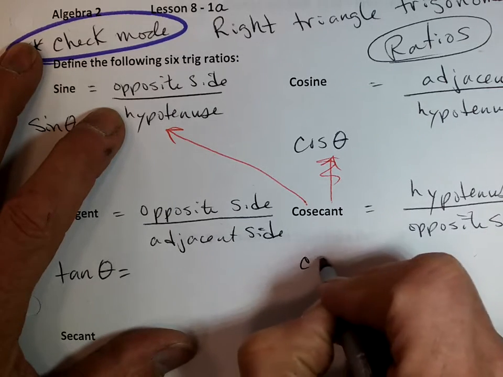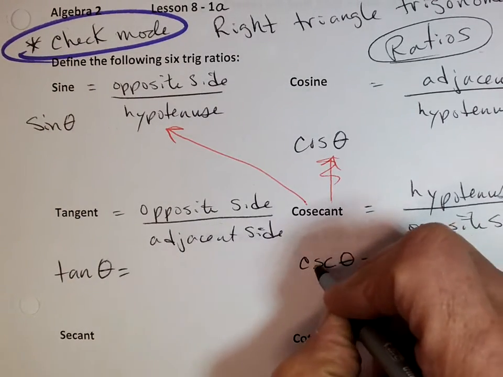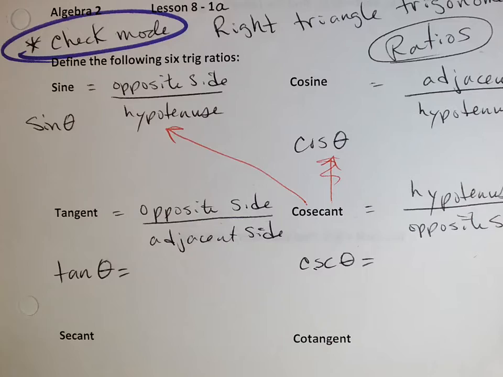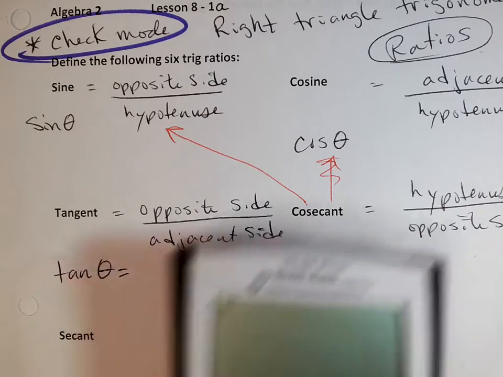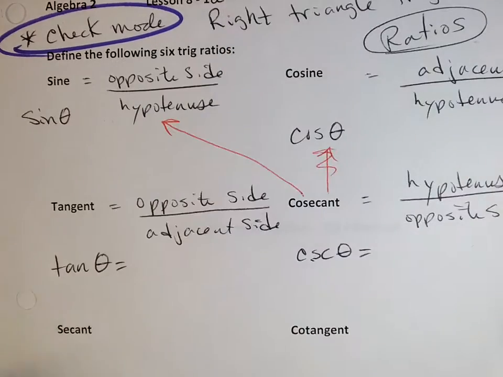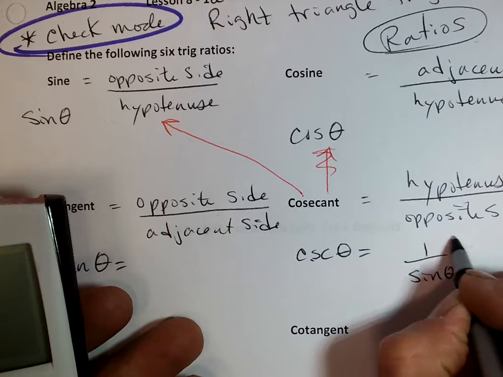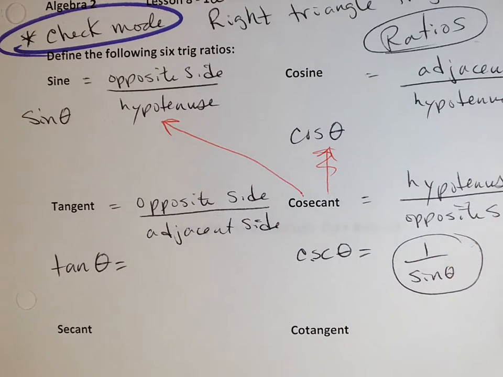And it's going to be CSC theta. CSC stands for cosecant. Now, you do not have a cosecant button on your calculator. But it's the same thing as 1 over sine. And if we have to use a calculator, we're just going to remember that we're going to go 1 over the sine of that, okay?